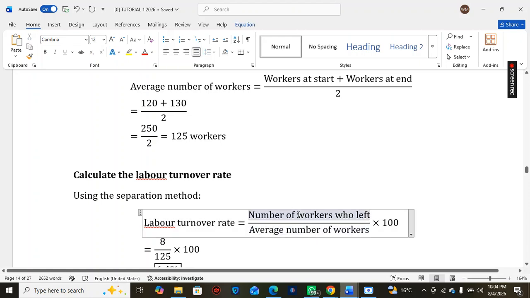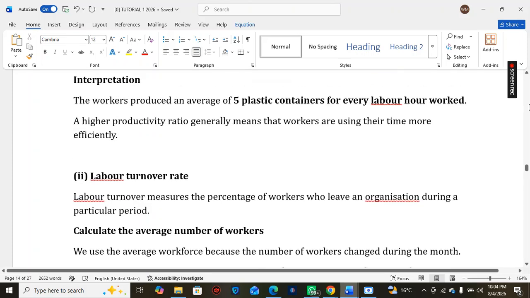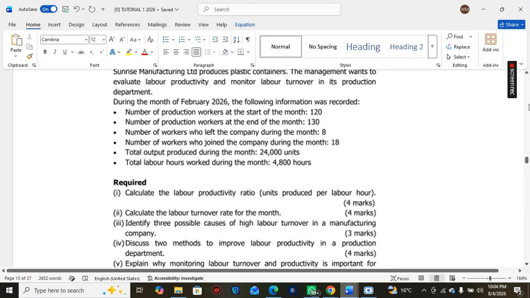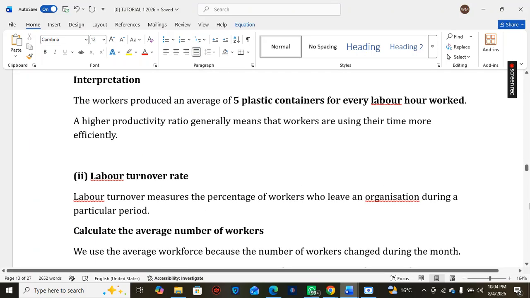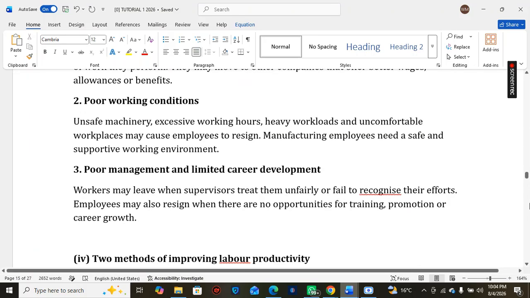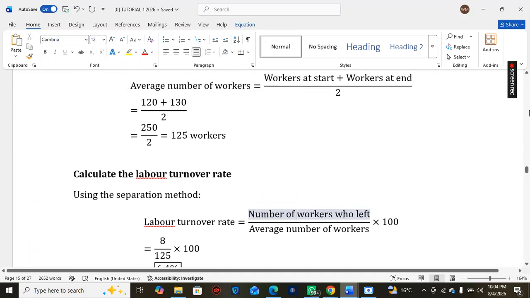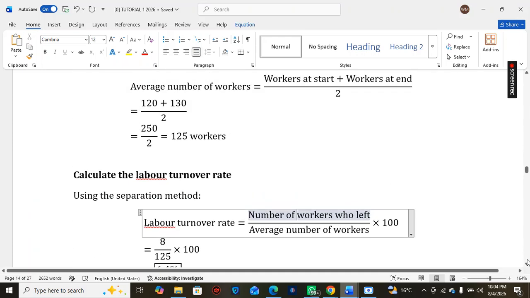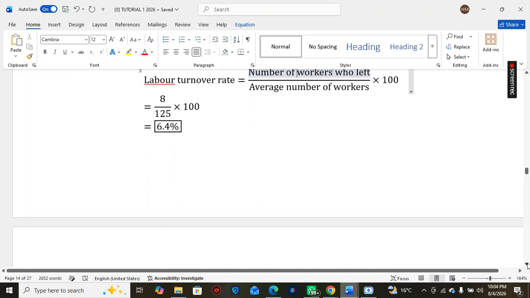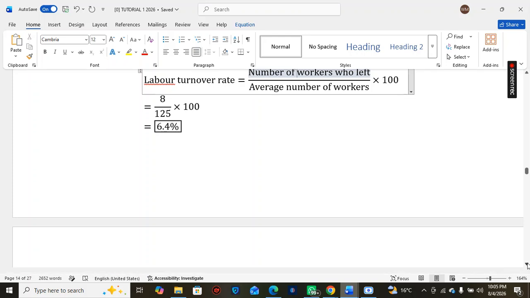And the number of workers who left, they said 8. So 8 divided by 125 gets 0.0064, which is 6.4%, as our labor turnover rate. Any questions?